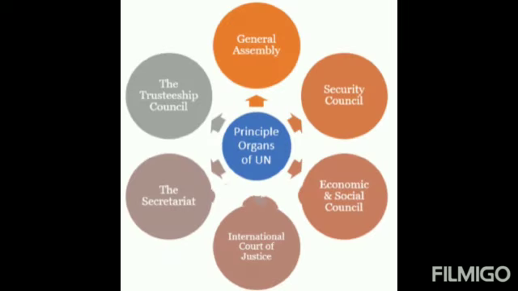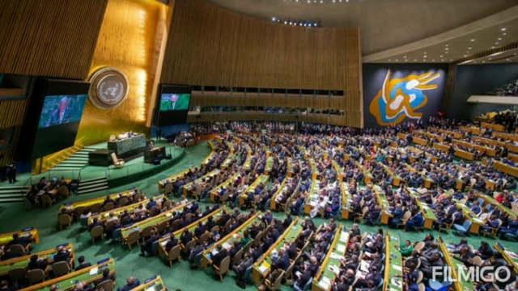Structure of the United Nations. The United Nations has 6 different organs or bodies that have different functions. They are the General Assembly, the Security Council, the Secretariat, the Economic and Social Council, the International Court of Justice, the Trusteeship Council.